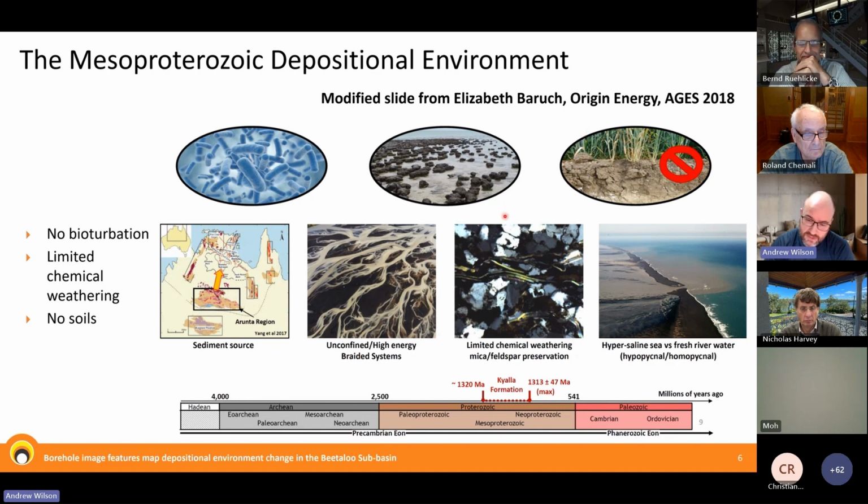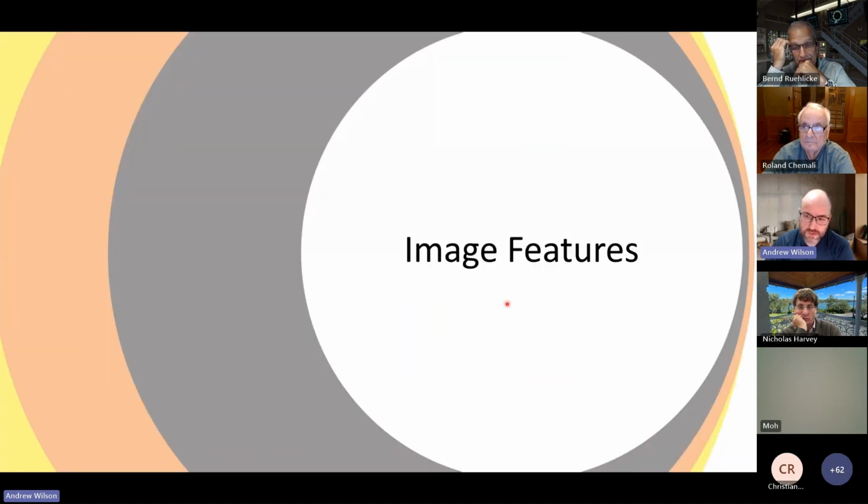But not having plants also means we don't have anything to stabilize our fluvial systems. So broadly speaking, most fluvial systems in this time period were at least interpreted to be braided river systems, which is kind of important. I'll come on to a little bit more about depositional environment in a minute. So, image features.